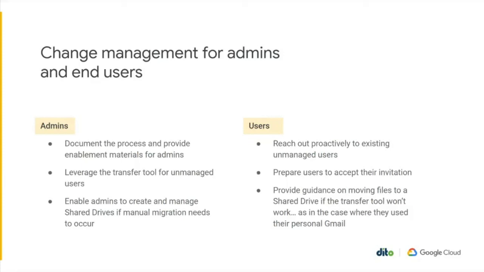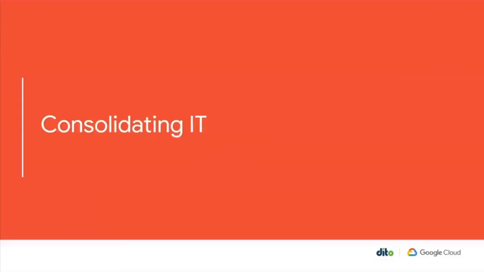And then we typically would want to provide guidance for those end users on moving files to a shared drive if the transfer tool won't work for some reason. One reason might be because they use their personal Gmail account, which means some of the information on that account is corporate and some of the information on that account is consumer. So they don't want to accept the invitation. In those types of cases, usually a shared drive makes the most sense for moving files in, and usually the user is going to need to take some action to migrate that information rather than just clicking on the accept invitation kind of button.